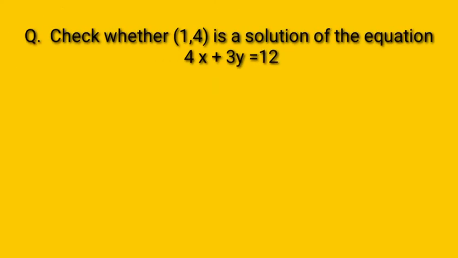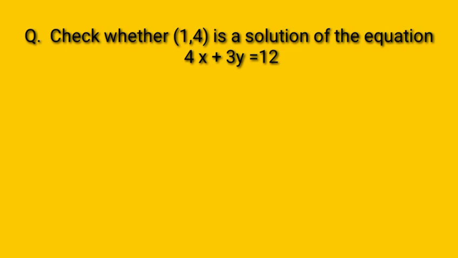And the question is check whether (1, 4) is a solution of the equation 4x plus 3y is equal to 12. You have to check or verify whether (1, 4) is a solution of the given equation. If it is a solution, then when we substitute 1 for x and 4 for y, we should get the answer as 12. If we get the answer as 12, then we can say that it is a solution. If the answer is not 12, then we can say that it is not a solution of the given equation.